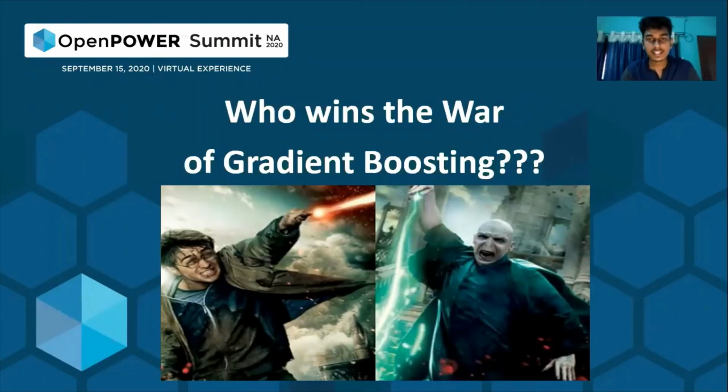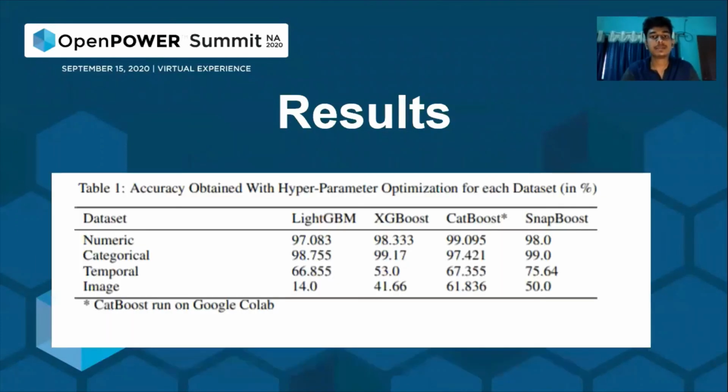So are you guys excited to know who has won the war? Let me walk you through the inferences of the experiments being performed. All the algorithms were validated for being robust against overfitting, ability to handle categorical variables, and multimodal data while leaving a small memory footprint. Our research aids in improving the explainability of GBDTs across several use cases.